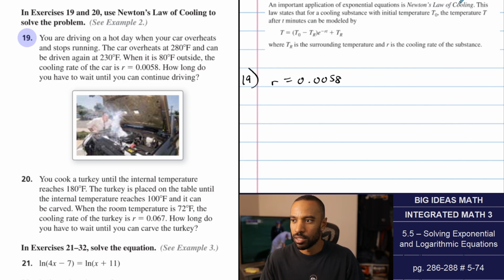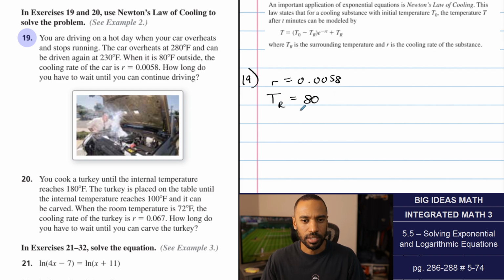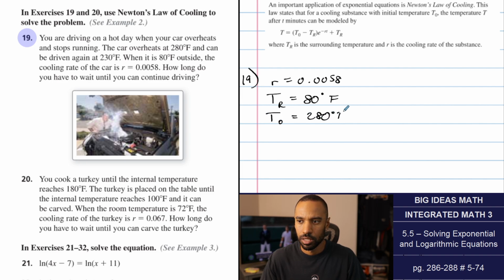So we need initial temperature T naught. T sub R is the surrounding temperature. So surrounding temperature must be the 80 degrees outside. Here's the surrounding temperature. I'll put degrees Fahrenheit. The initial temperature must be the car at 280 degrees. And then the temperature after T minutes. We need the final temperature, capital T, to be 230 degrees Fahrenheit. That's my guess on these things here.